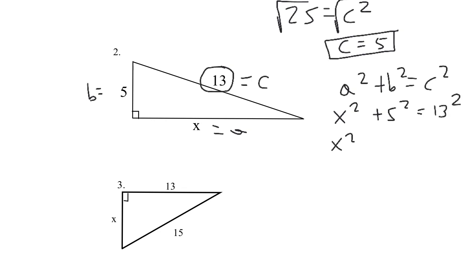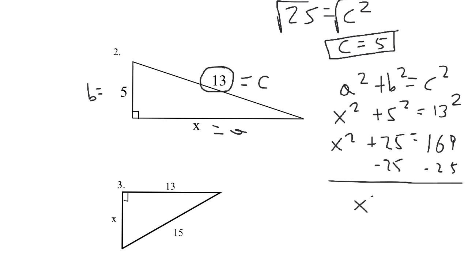x squared plus 25 equals 13 times 13, which is 169. Subtract 25 from both sides and you will get x squared is equal to 144. And then, this may not be obvious, what number times itself is equal to 144? The answer is 12. You can also take a square root. On your calculator or your cell phone, make sure you locate the square root symbol. So x is equal to 12.